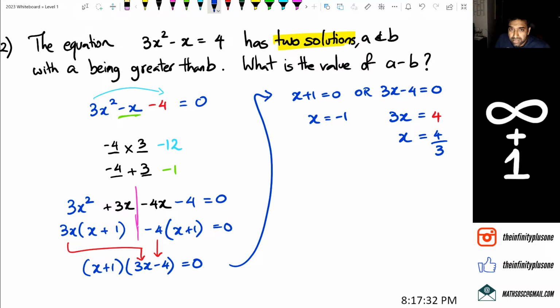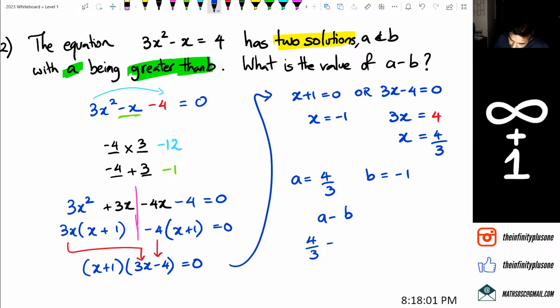So here's the thing. It says there are two solutions, which are A and B. The other thing it says is that A is greater than B. That means A is the bigger number and B is the smaller number. So we could say that A is equal to 4/3 and B equals -1. Now what we're asked to find is A minus B. So if it's A minus B, we're doing 4/3 minus -1.